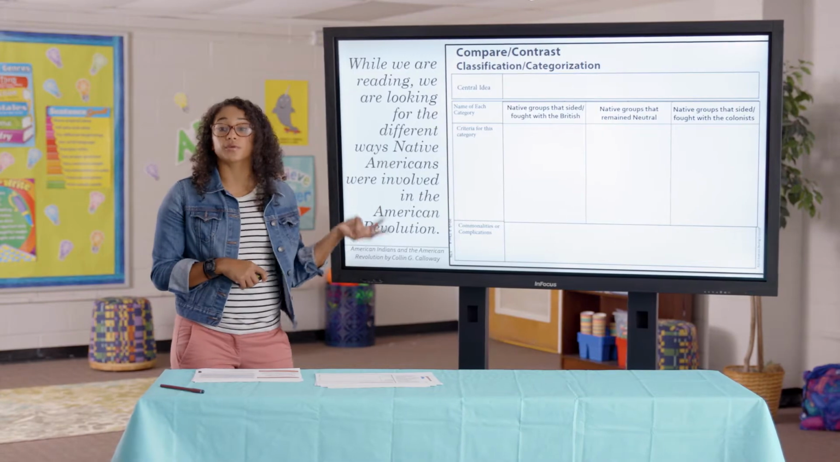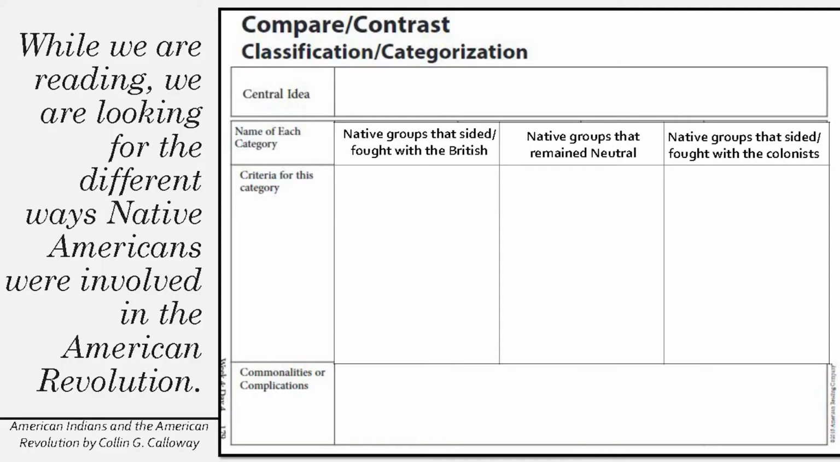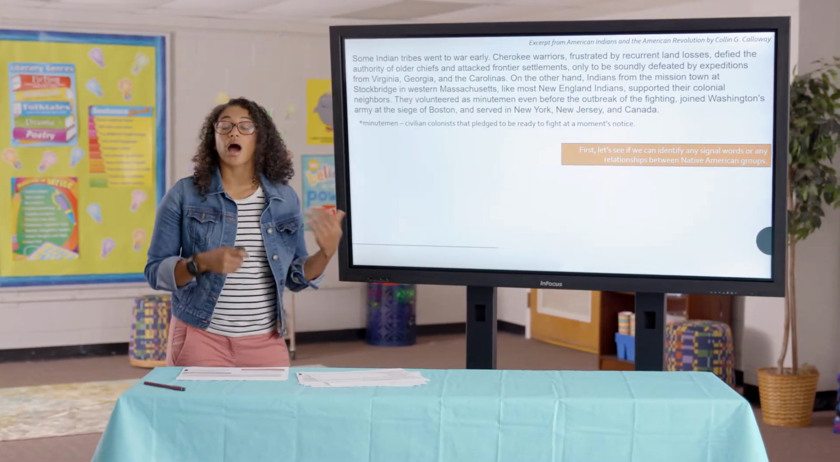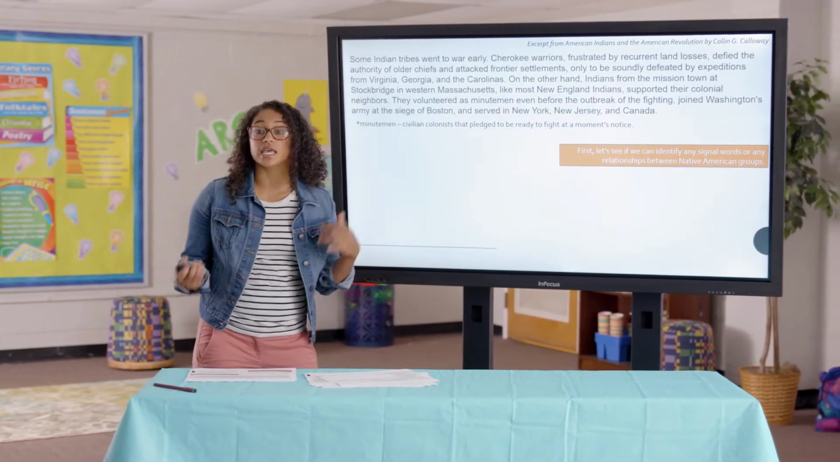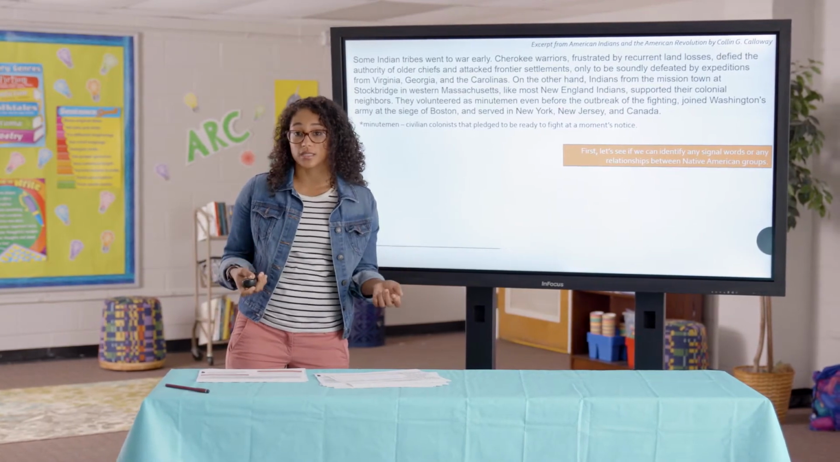We have 3 groups now. And so now we're going to look at different Native American groups that sided with the British, some that remained neutral, and those that fought with the colonists. Let's hop back into our text. Again, while I'm reading, look out for signal words and relationships between different American groups. See how they were involved in different ways.